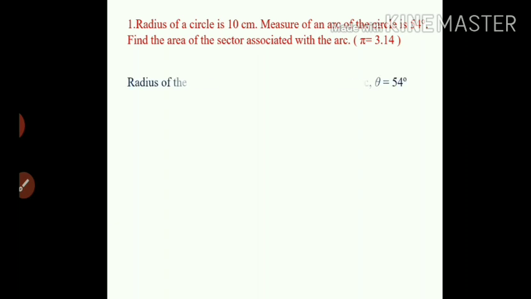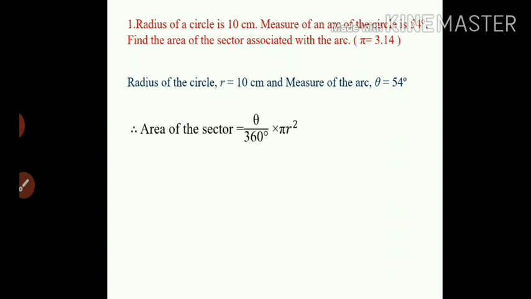So first I will write the given part. You can see radius, that is r of a circle is 10 centimeter. Measure of arc means theta is equal to 54 degree, and pi is 3.14. So I will use the formula. The formula is very simple. Area of sector is equal to theta upon 360 multiplied by pi r square.